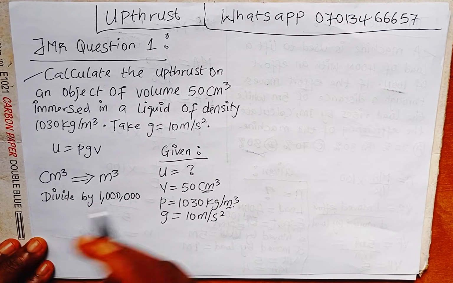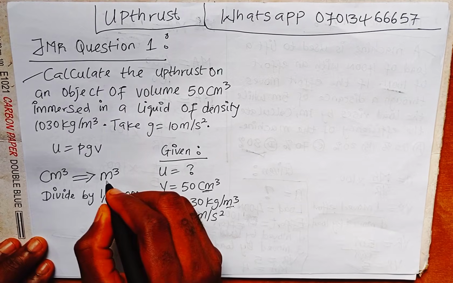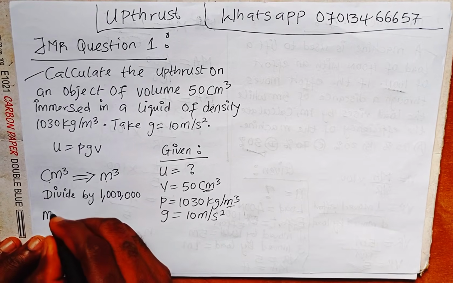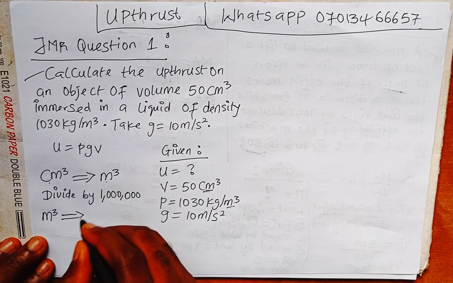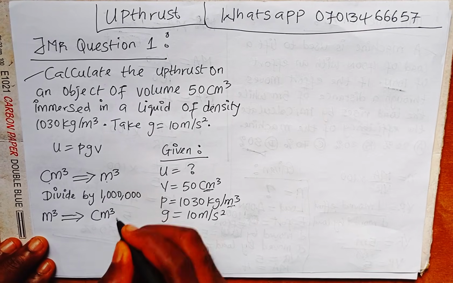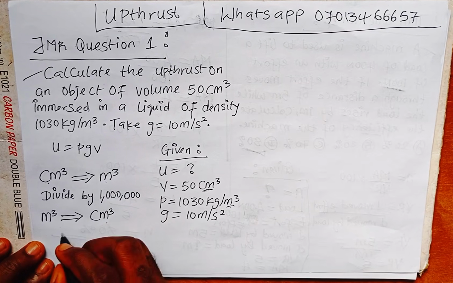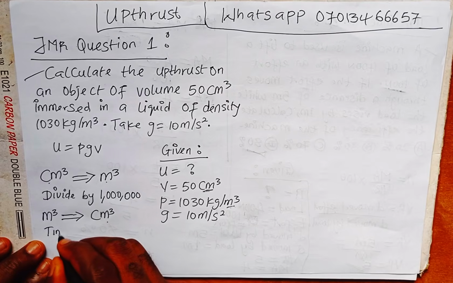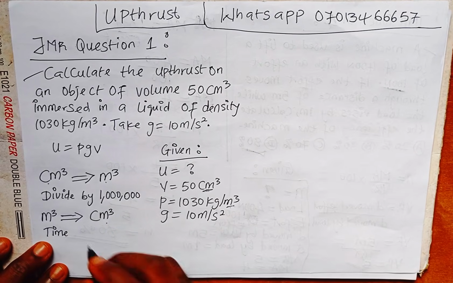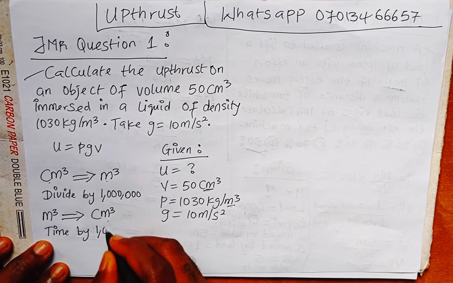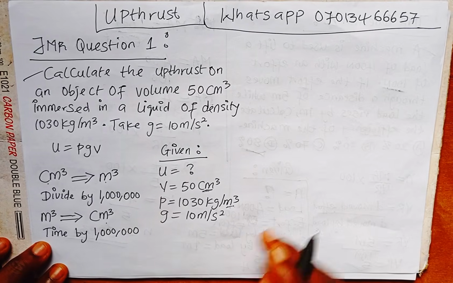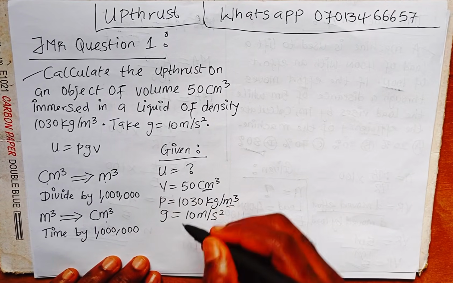Then if you want to convert from meter cube back to cubic centimeter, you will do what? You will times the value by what? By 1 million. So you times the value by 1 million. That's what we are going to apply here now.